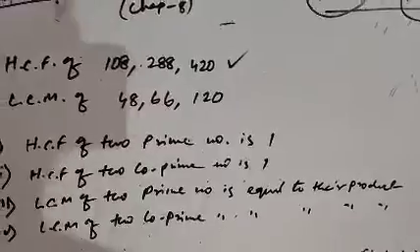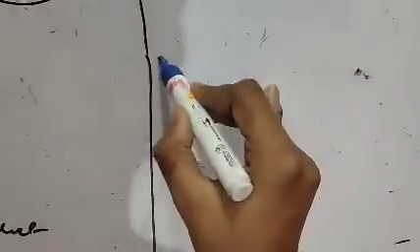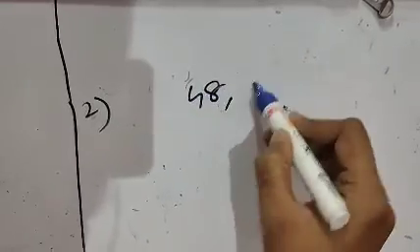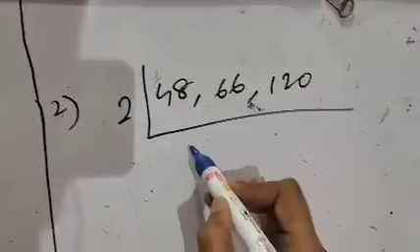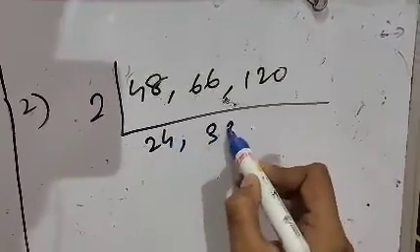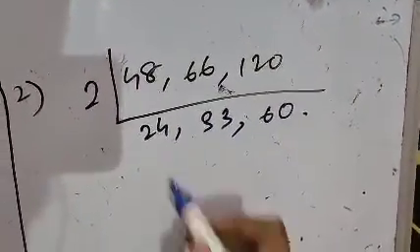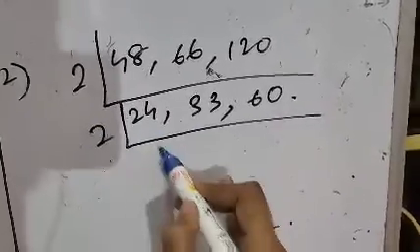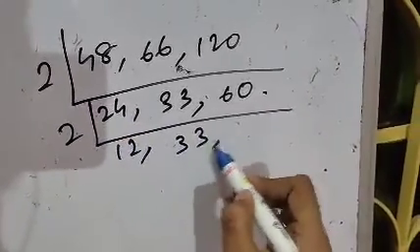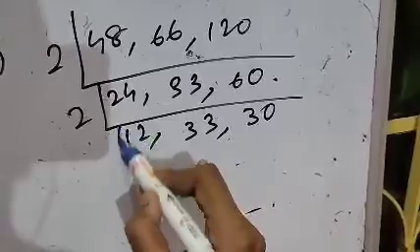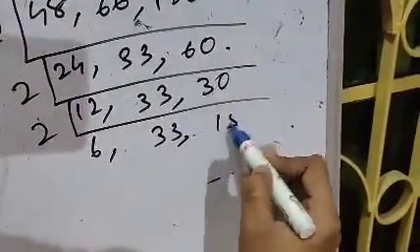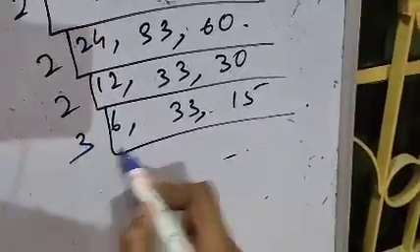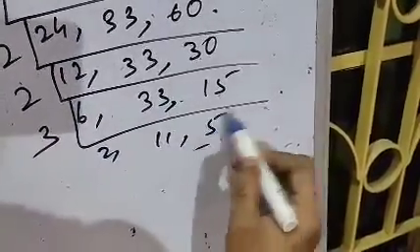Next question, LCM of 48, 66 and 120. So numbers are, question number 2, 48, 66, 120. Now 2, it's 24, 33, 60. Again 12, 33, 30. Again 2, 6, 15. 3 2s are 6, 5.